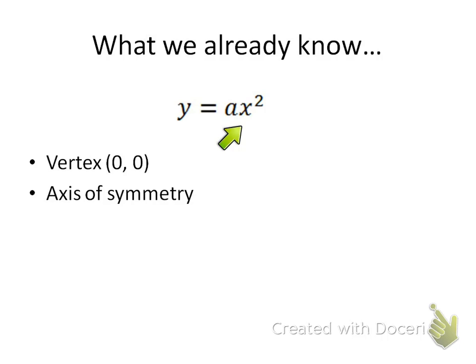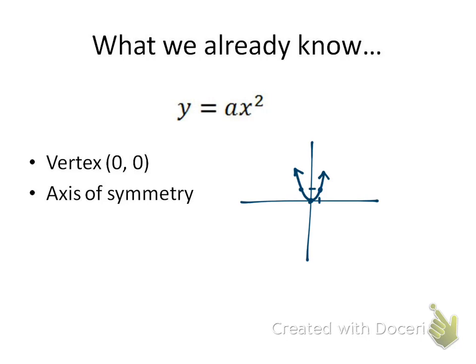Whenever we did parent graphs, we knew that if you were in this form, your vertex was going to be the origin. And let me graph it so you can see this axis of symmetry. We've discussed this before. Vertex at 0, 0. And if you plugged in a 1, it'd spit out a 1. It had a kind of like a U curve.